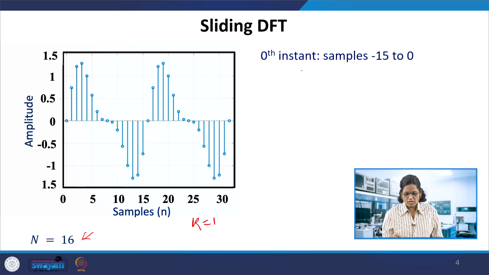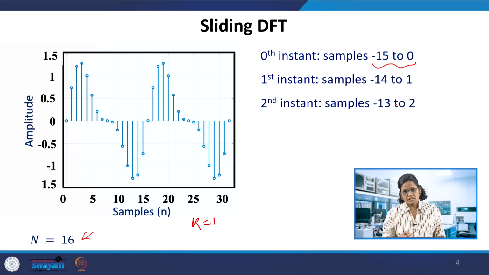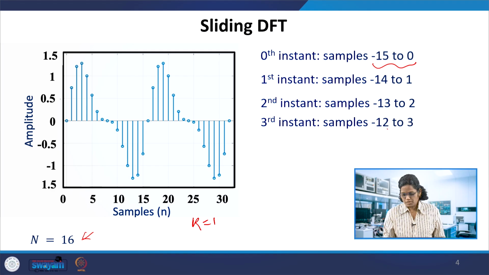At the 0th instant, the samples from minus 15 to 0 need to be taken in a window, and then we compute the DFT. After that, slide it once: minus 14 to 1, compute the DFT. Then with one more sliding advance on the right-hand side, take the samples of minus 13 up to 2. So this is 16 samples, again 16 samples, minus 13 to 2, including 0, then minus 12 to 3, and so on.